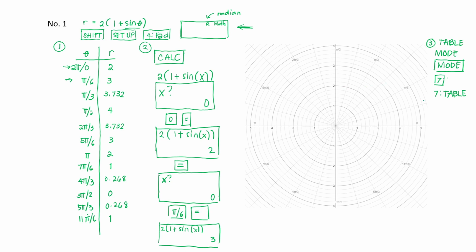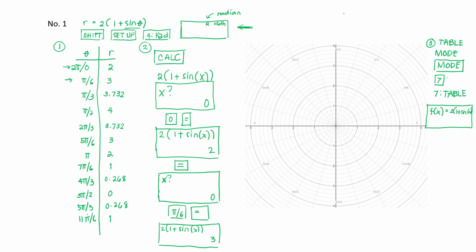Once you press the table option, what will appear on the screen is it will ask you for the value of f of x. Take note that again the default variable for your calculator is the variable x. That's why it's the function of x. So how are we going to set this up? Of course you plug it in your calculator: 2 times 1 plus sine and then alpha x.